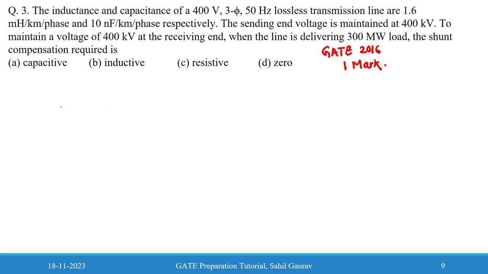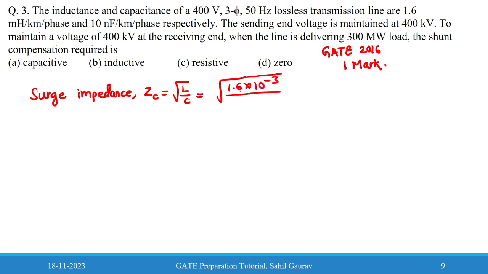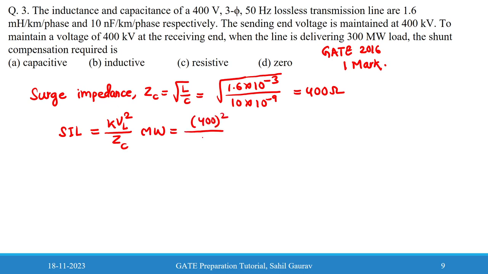So what type of compensation do we have to do? First we will find the surge impedance loading so that we can compare it with the load. So the surge impedance ZC is equal to the square root of L by C. So it is 1.6 into 10 to the power minus 3 henry, divided by 10 nanofarad, that is 10 into 10 to the power minus 9. So it will become 400 ohm. From this surge impedance, we will find the surge impedance loading: kV square divided by ZC in megawatt. So 400 kV is the rating and ZC is 400 ohm. So basically this will give you 400 megawatt.